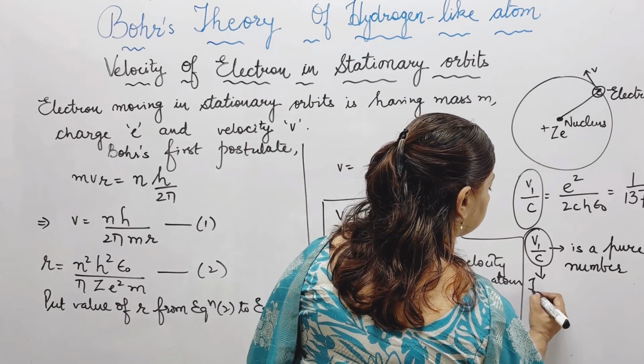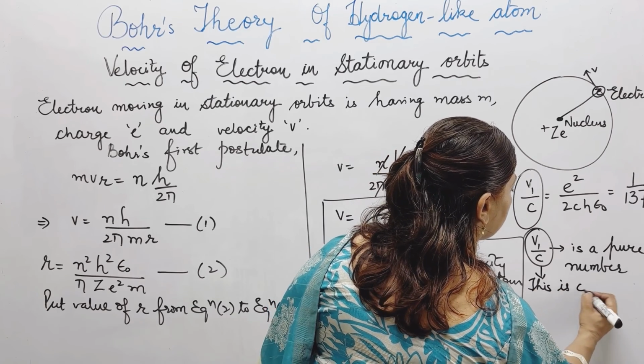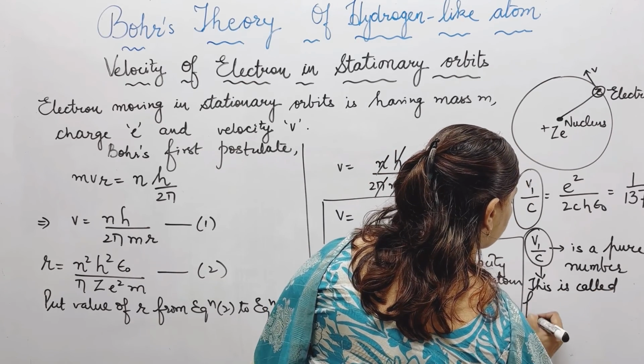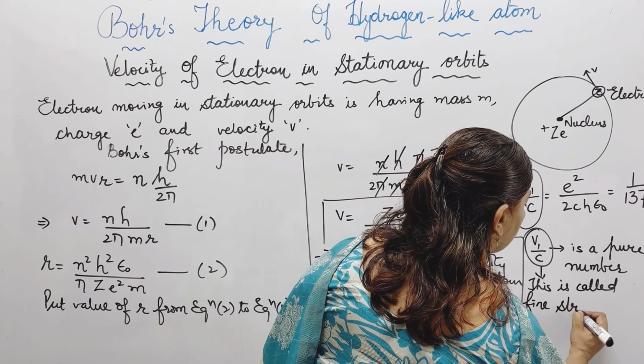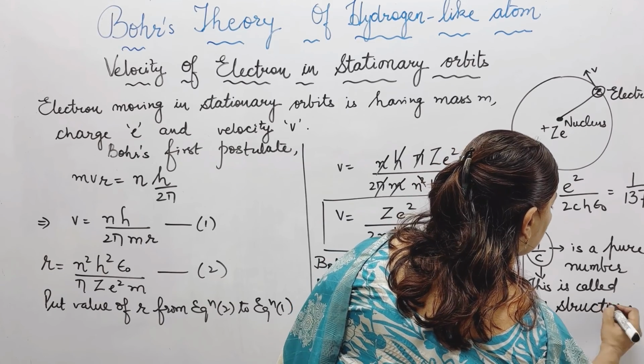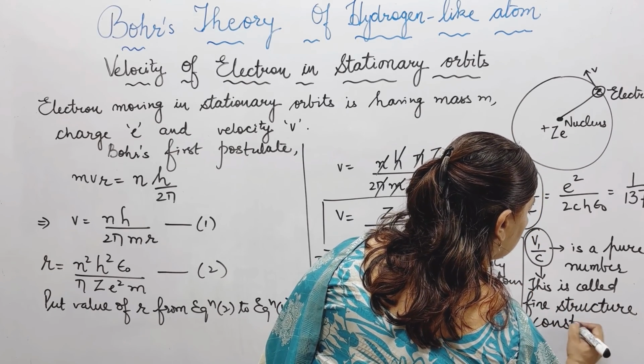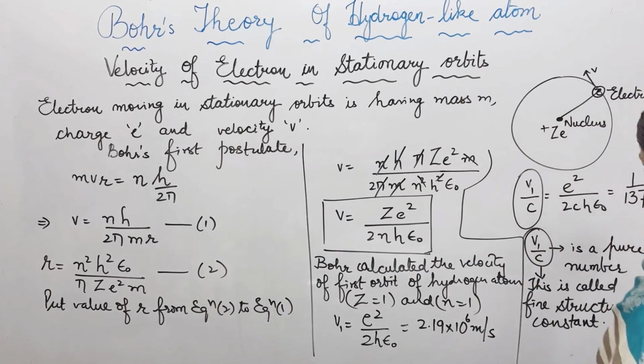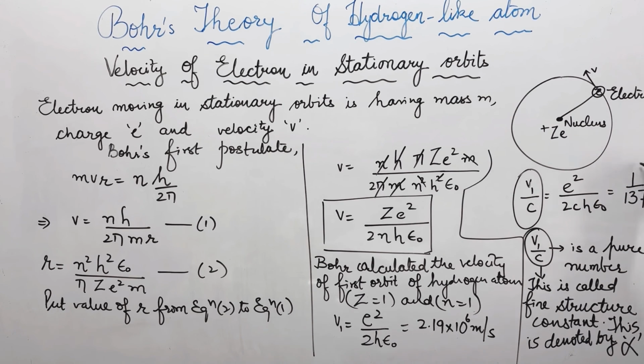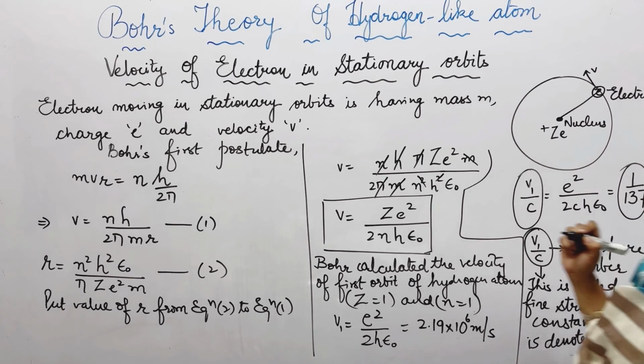This is called the fine structure constant. It is denoted by alpha. So alpha is v1 by c. The value is 1 upon 137.